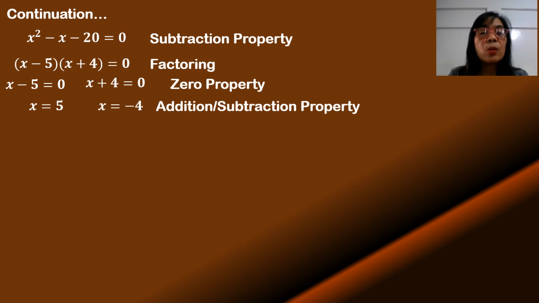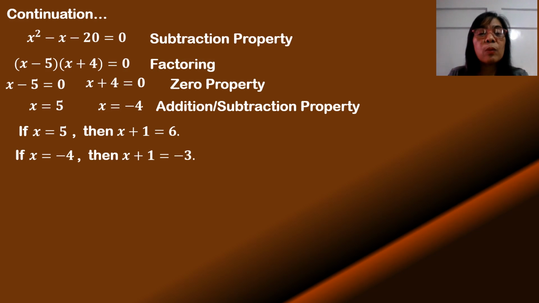So we are now ready to solve for the consecutive integer. If x is equal to 5, its consecutive integer is represented by x plus 1. So we have 5 plus 1, therefore that's equal to 6. And if x is equal to negative 4, its consecutive integer represented by x plus 1 would now become negative 4 plus 1, which is equal to negative 3.